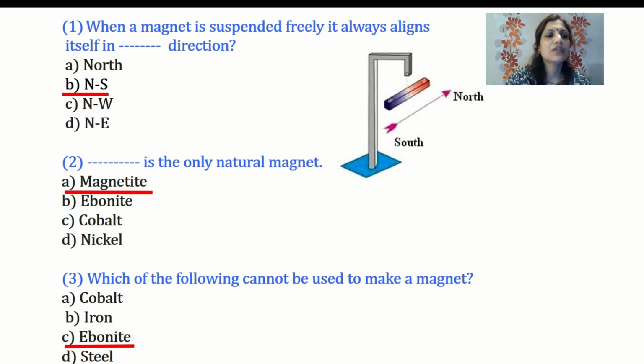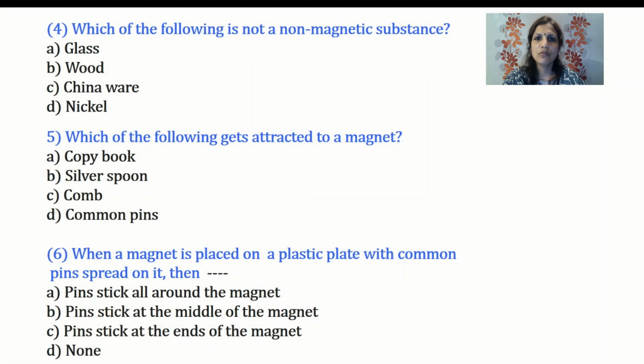Alright, let's move ahead. Question number 4. Which of the following is not a non-magnetic substance? Glass is non-magnetic, wood is also non-magnetic, chinaware is also non-magnetic. So what are we left with? Nickel, and nickel is a magnetic substance. All substances which get attracted towards the magnet are called magnetic substances.